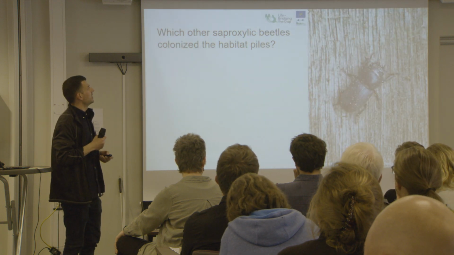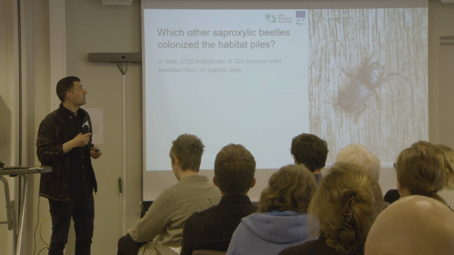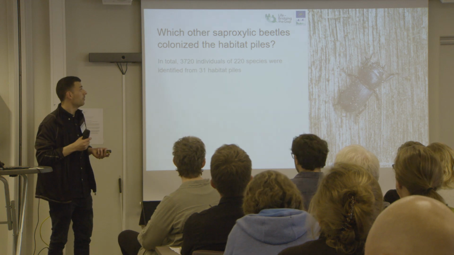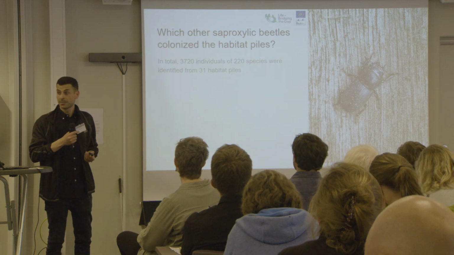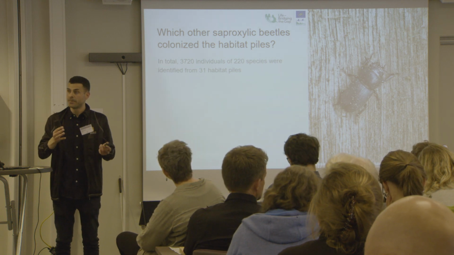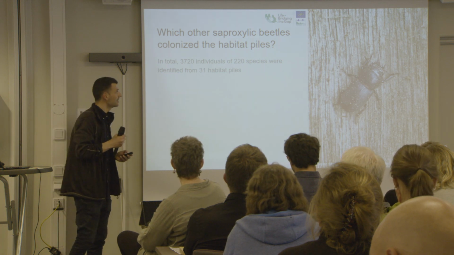So which other saproxylic beetles colonized the habitat piles? In total, we had 3,720 individuals of 220 species from these 31 habitat piles, which is quite amazing considering the time of these surveys. It was just from April to August on 31 habitat piles.